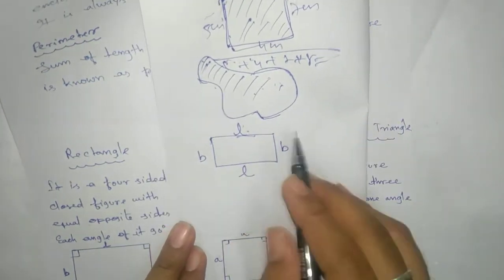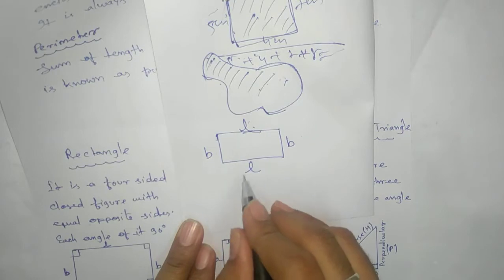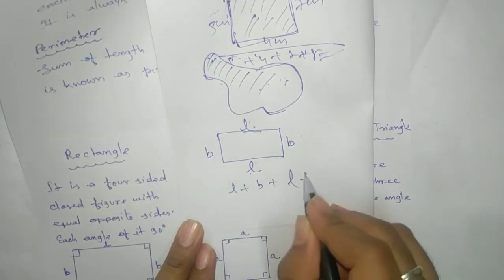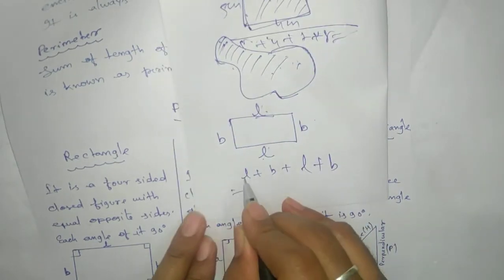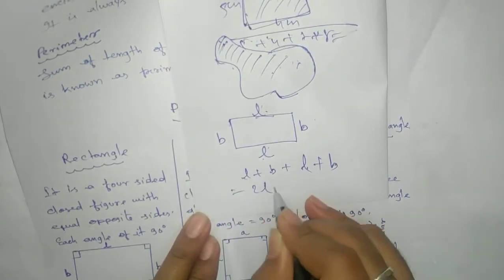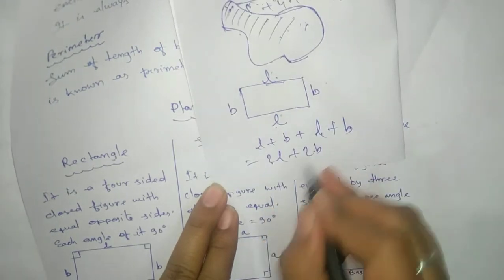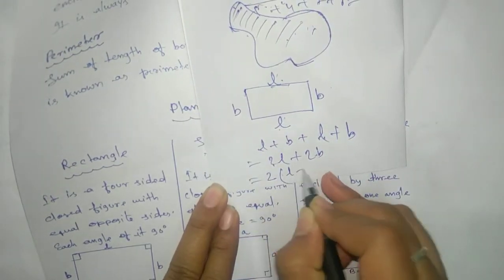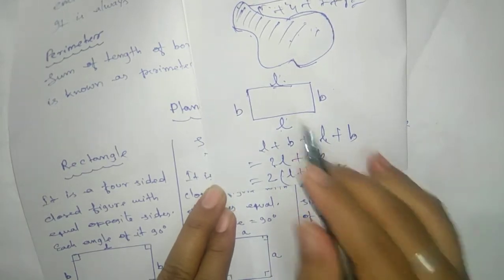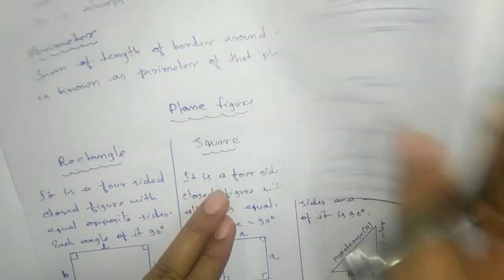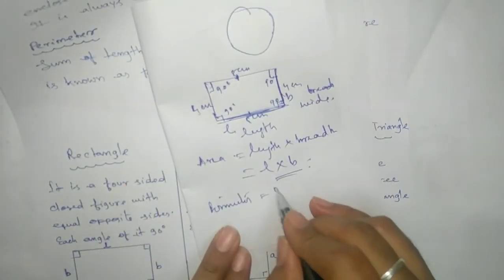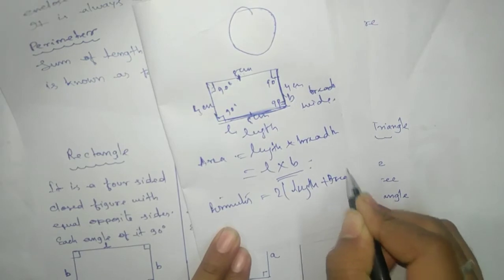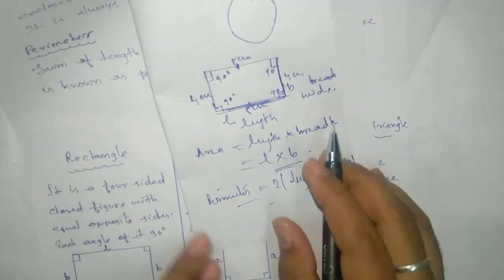Now perimeter means sum of all sides. If we add it here, L plus B plus L plus B. So here we are getting L plus L is 2L and B plus B is 2B, and you can see here 2 is common. Take 2 outside the bracket, that is L plus B. This is your perimeter of rectangle, that is 2 into (length plus breadth). This is the formula for perimeter of rectangle.